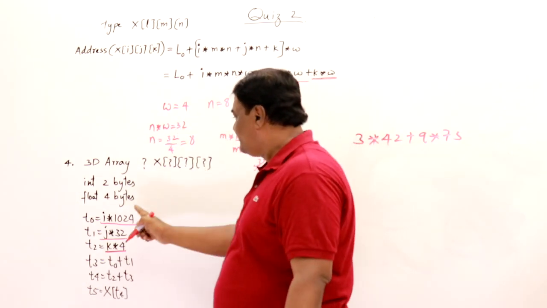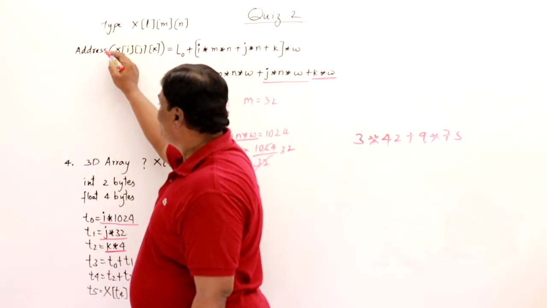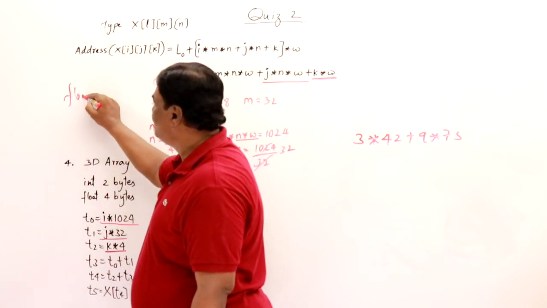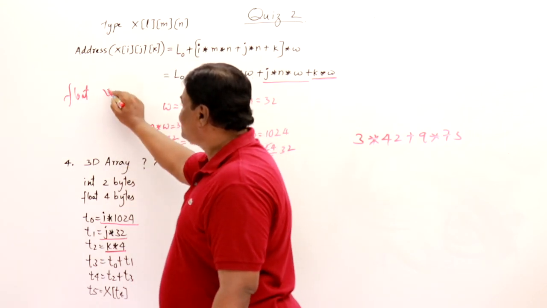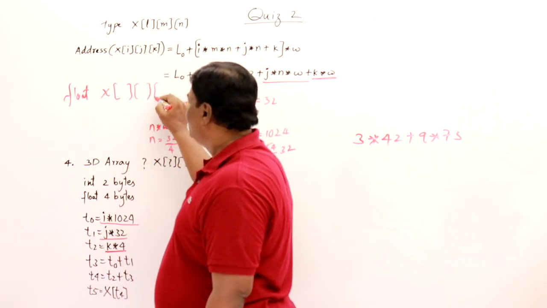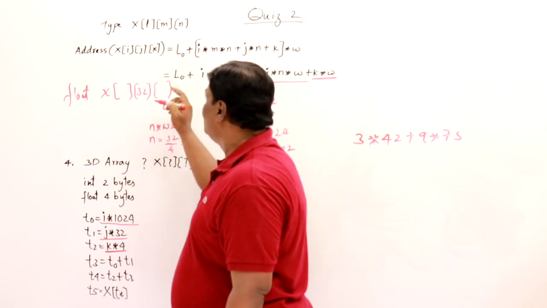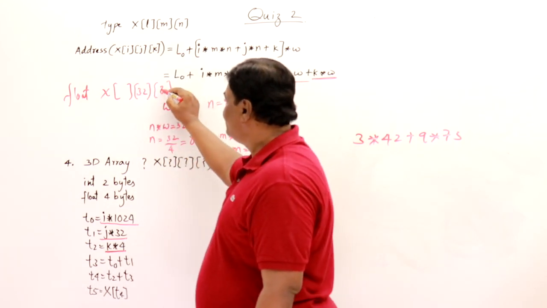So now we know the values. W is 4, and 4 means the data type is float. As I said, the first dimension we cannot know. Then what is M? M is 32. And N is 8. That's it.